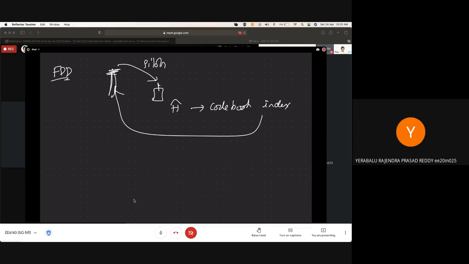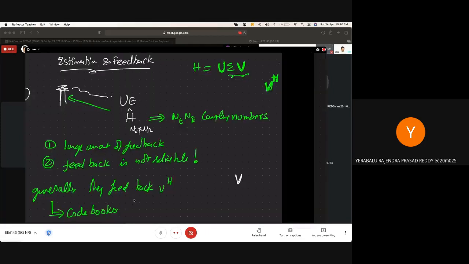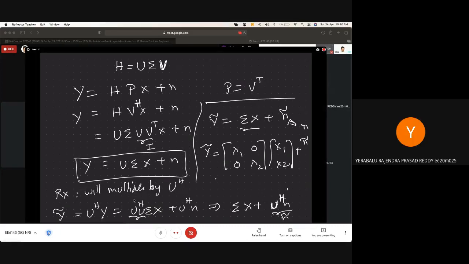Any questions? In that y equal to sigma x plus n, the rank of sigma should be less than or equal to the number of layers as well, right? See, it's a diagonal matrix. The rank of it is of course less than NR and NT, but the number of non-zero elements in the diagonal will be equal to the rank of H. And it should also be less than or equal to the number of layers. Yeah, it will be. The number of layers should be less than or equal to NR and NT.